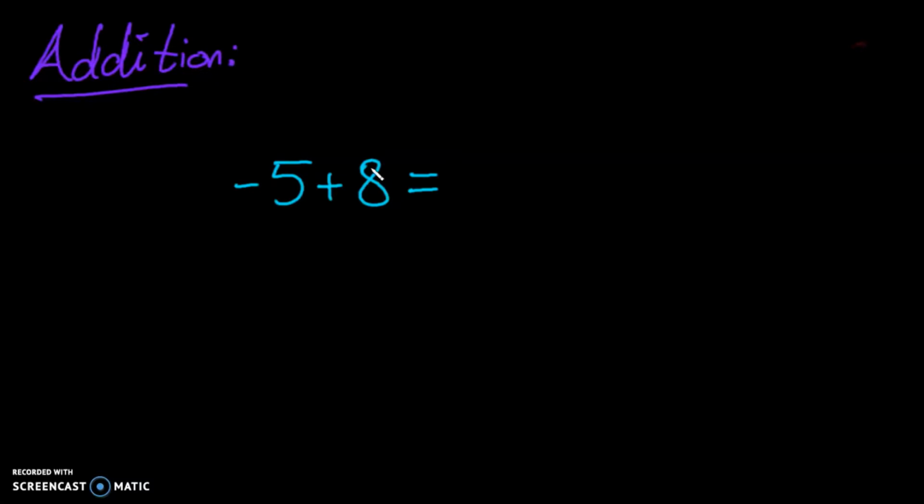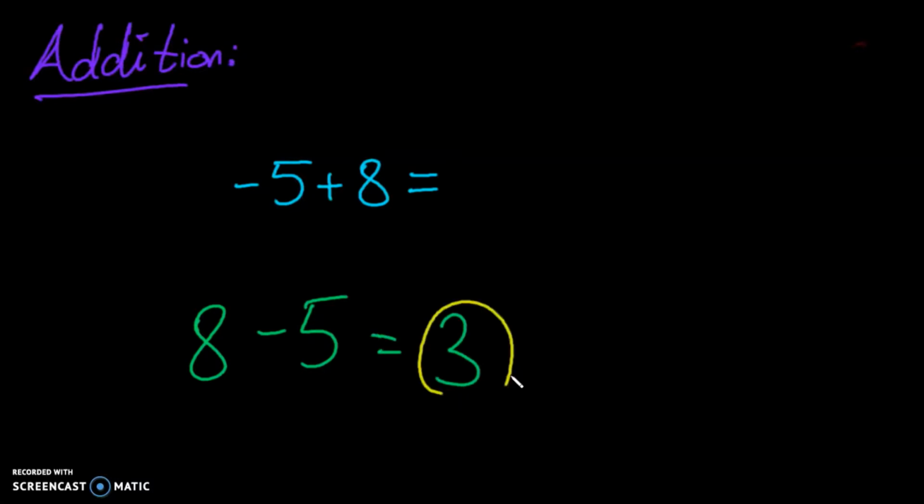Now let's try this one. Again, we look at the bigger number. We forget about the negative. We look at the bigger number, 8. We subtract the smaller number, 5. 8 minus 5 is 3. We write our answer here, 3. And we look at the bigger number. Bigger number is 8. And before the bigger number, we have a plus. So we add plus. We get 3. Whenever we have plus, we don't have to write it down. We can either write plus 3 or just 3.